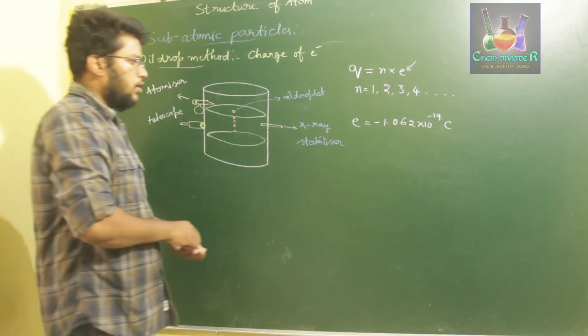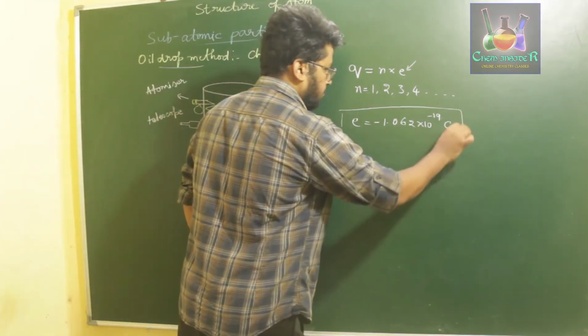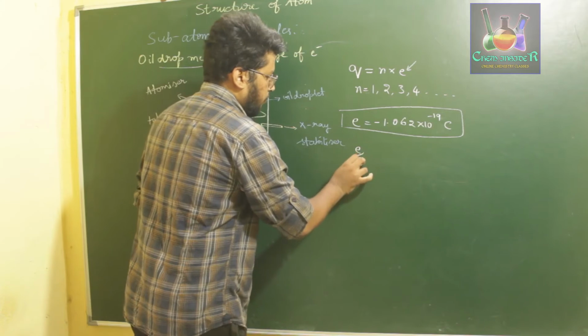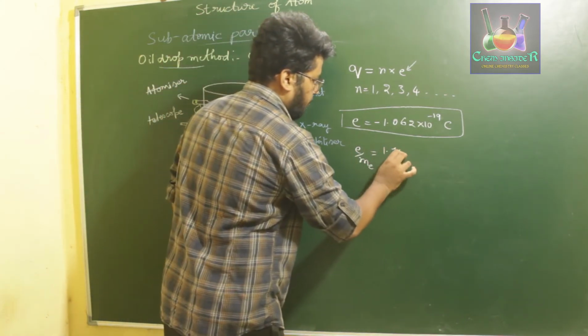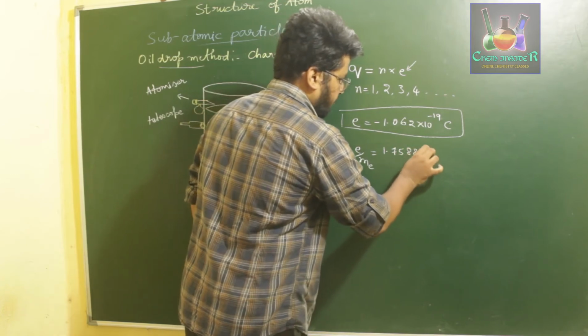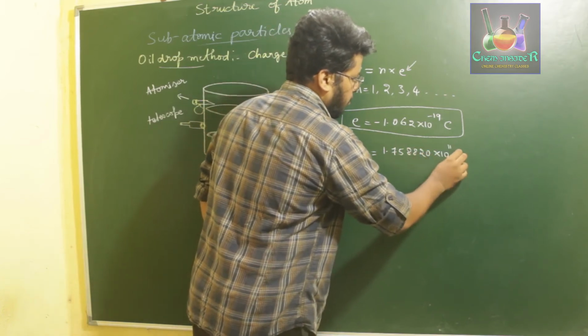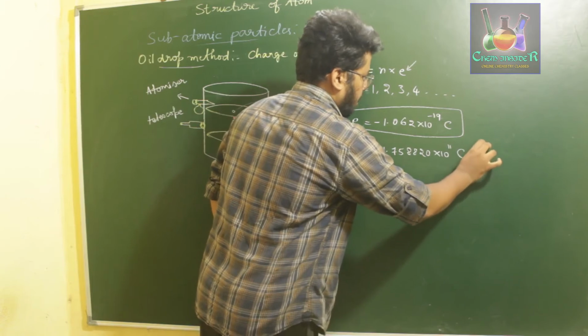Now, we know the charge of the electron from this equation, and we know the e by m_e value, the charge by mass ratio, that is 1.758820 into 10 to the power 11 coulombs per kg, right?